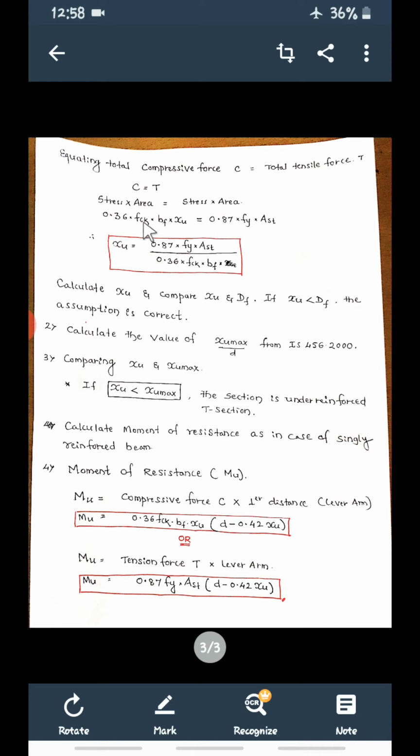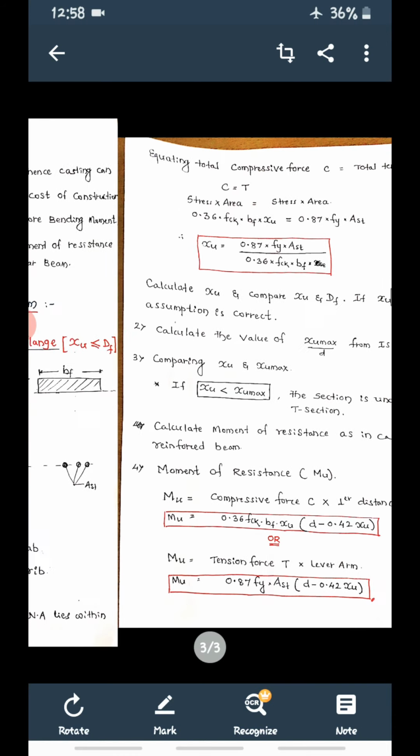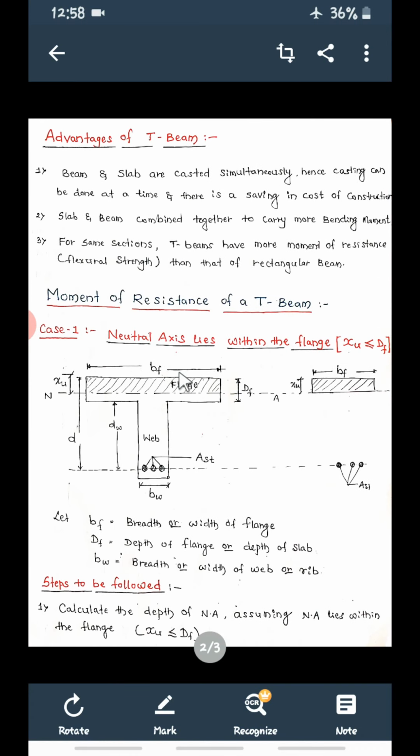So total C is equal to total T. Total compressive force in concrete is equal to total tensile force in steel. So this is stress into area: 0.36 FCK BF into XU equals 0.87 Fy into AST. The only change if you compare this with the singly reinforced beam or doubly reinforced beam is that in place of B, we are substituting BF. Other than this, all are the same. Wherever B is there, we can substitute BF, because this is the width of the beam now.